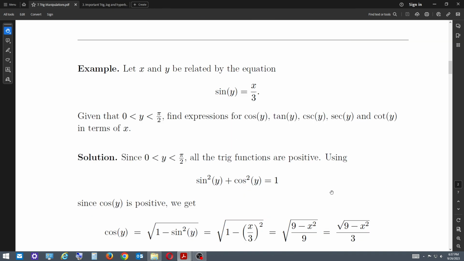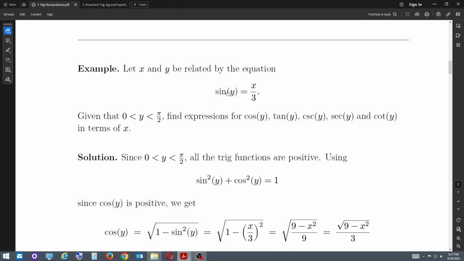Okay, so this is an example I have here. Let x and y be related by this equation. So sine of y is equal to x over 3. This is an equation relating x and y, meaning whatever the value of y is, sine of that is going to be equal to the value of x divided by 3. Now, given that the angle inside here, the argument y, is between 0 and 90 degrees, I want you to find expressions for all the remaining trig functions.